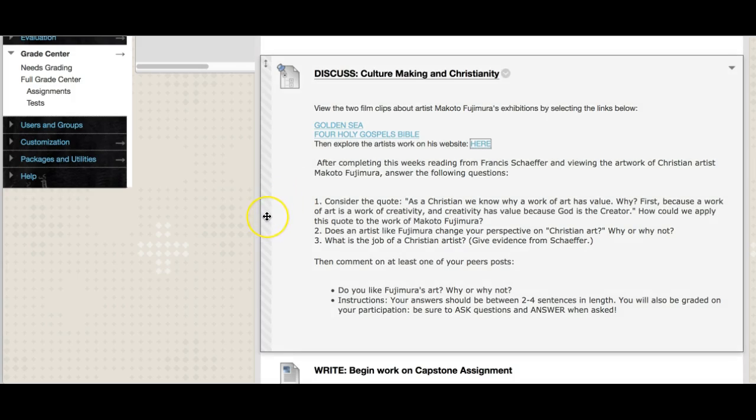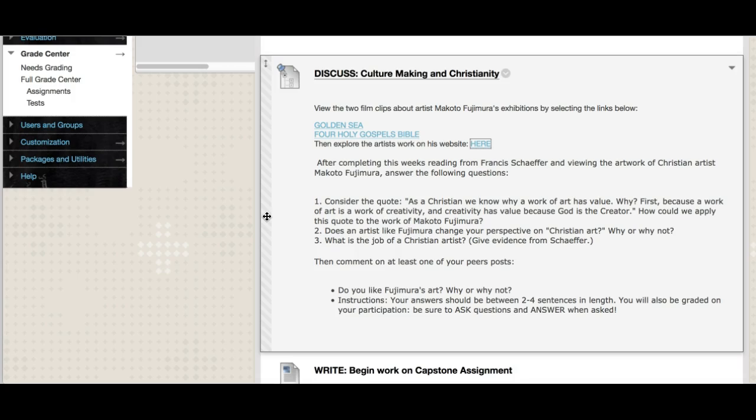And what I want you to consider is this quote from Francis Schaeffer. "As a Christian, we know why a work of art has value. Why? First, because a work of art is a work of creativity, and creativity has value because God is the creator." So he is the one that gave us this gift of creativity. So there's this argument that creating in general is almost like an act of worship, because we're using those gifts and talents that God has given us, and so we're actually worshiping him through that.